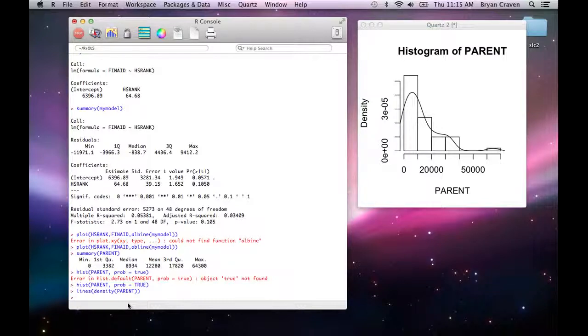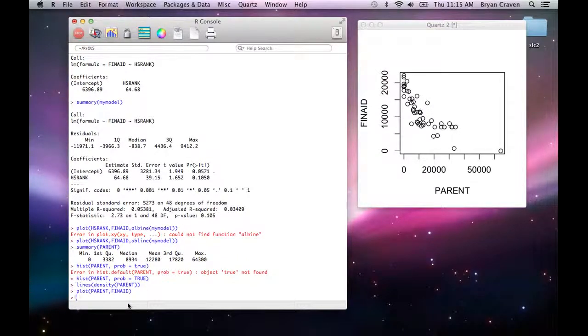And then we can plot the relationship of parent with FinAid. So let's do a plot parent, FinAid. And so we see, as we would expect, there's generally a negative relationship between the amount of financial aid awarded as the amount that parents can contribute to education increases. So nothing mind-blowing there, but we're just kind of looking at that data. So having done this initial data exploration, we're going to run and interpret a multivariate regression.